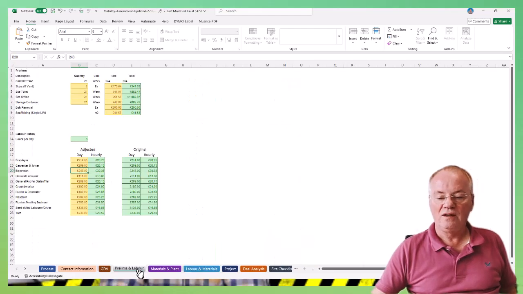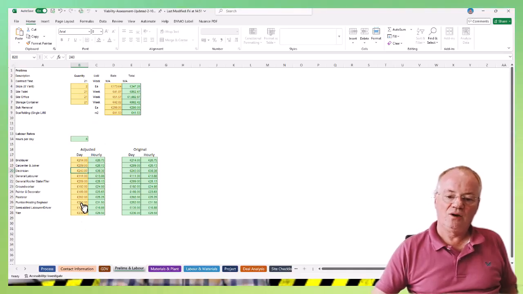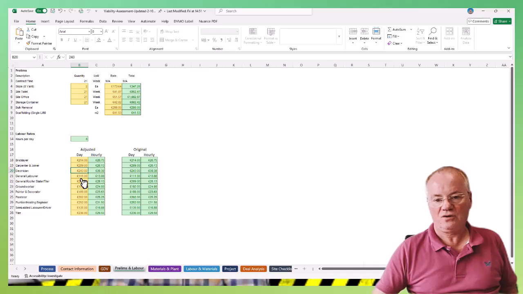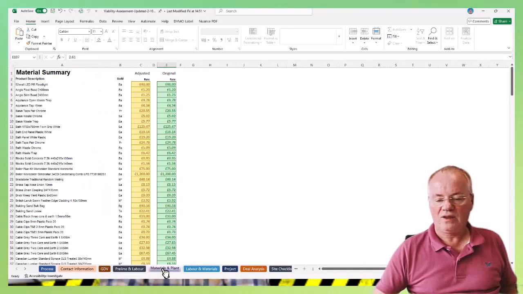The first one is where we have the labor rates for the different crew members, and what our students have to do is go and research what the labor rates are in their area, because these will vary depending on which part of the country you're in. We also have some plant there that they need to assess, and then we have the materials, where they have a listing here.